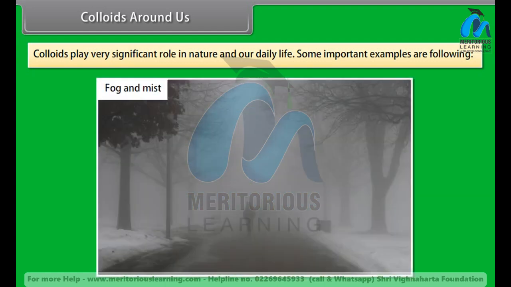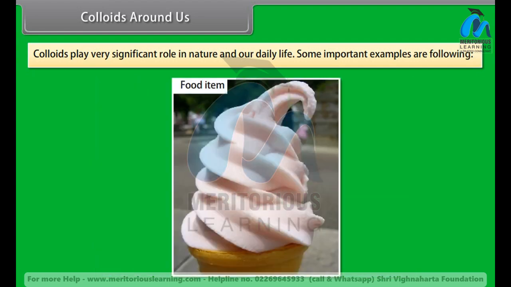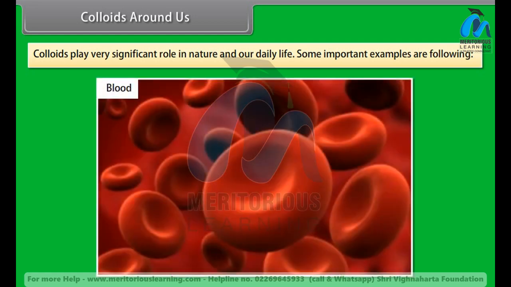Fog and mist. They are colloidal systems. When a large mass of air containing dust particles cools below its dew point, the moisture present in the air condenses on the dust particles, forming fine droplets. Food items. Most of the food items are colloidal in nature. Blood. It is a colloidal solution of an albuminoid substance.